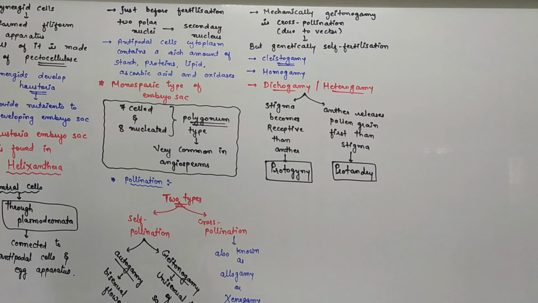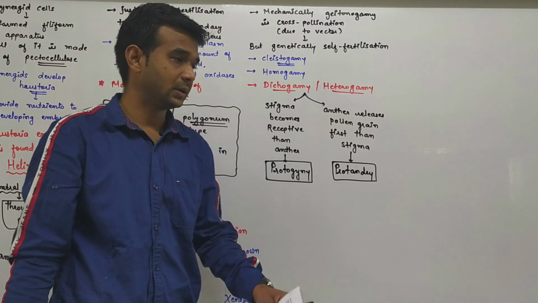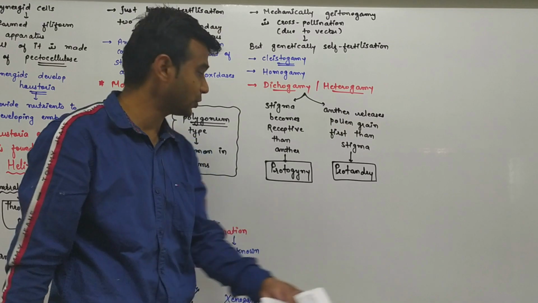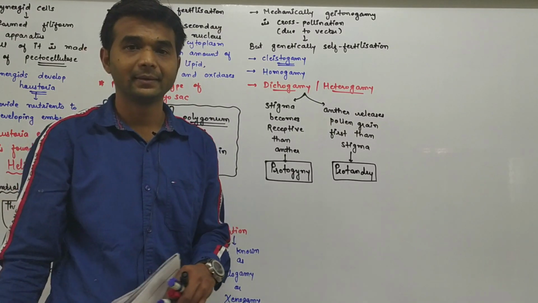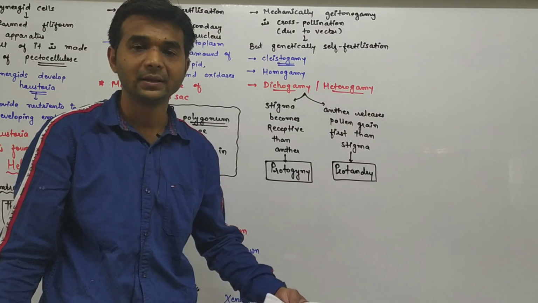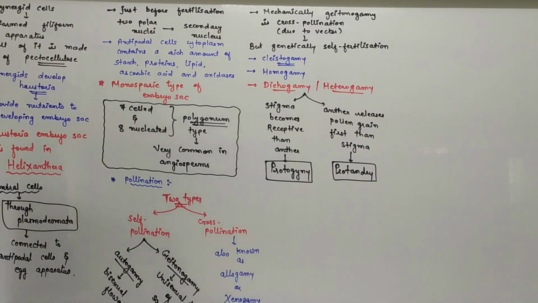See, generally for easily remembering this, you remember the common word pro. If stigma becomes receptive first, it is related to gynoecium, so you write gyny. And if anther releases the pollen grain first, androecium, so anther belongs to androecium. So two words are there, protogyny and protandry. So dichogamy consists of two parts here.